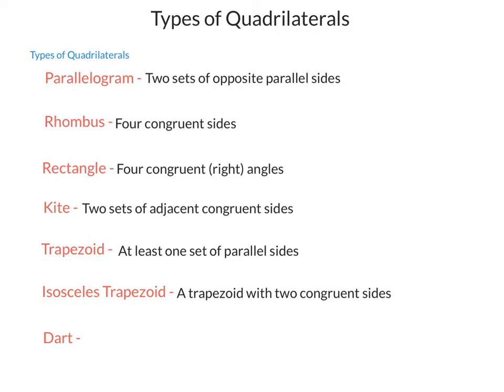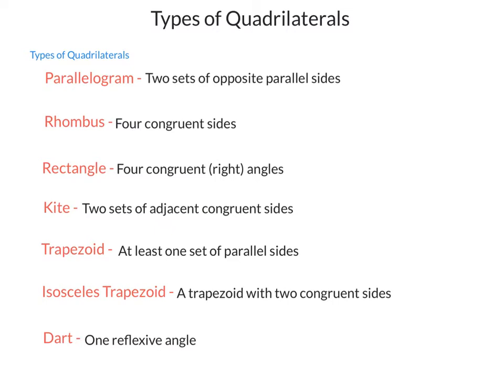And our last one up is a dart. Now, the dart is a bit of an interesting quadrilateral, because it is any quadrilateral that has one reflexive angle, or in other words, it is a concave quadrilateral. Now, we're not going to be spending a lot of time with darts in our studies here, but just so that you are aware of what they are.